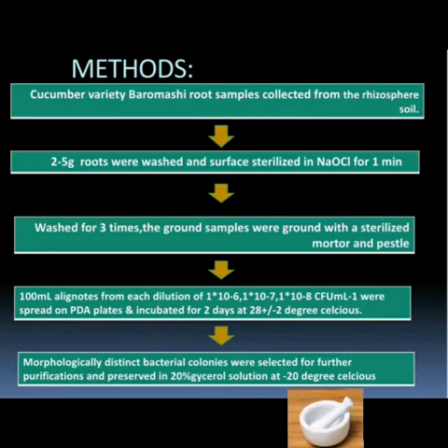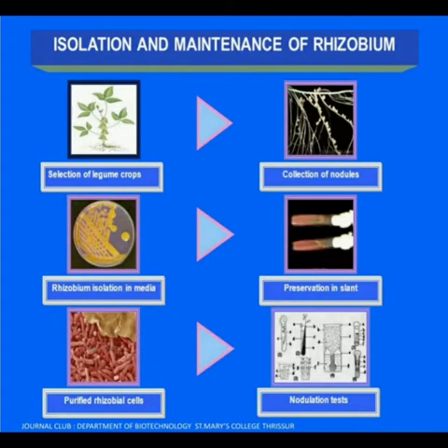Mortar is a bowl typically made of hard wood, stone, etc. The pestle is a heavy and blunt club shaped object. It is used since ancient times. Here it is clearly showing the following steps of isolation and maintenance of rhizobium.